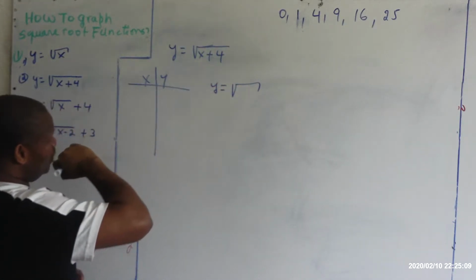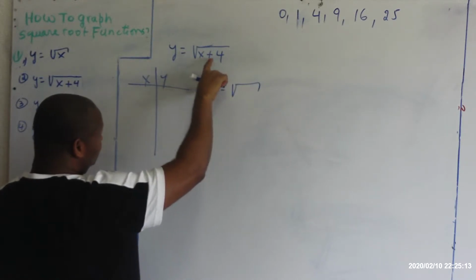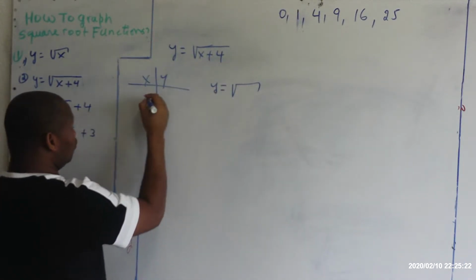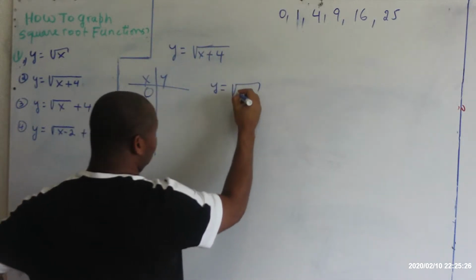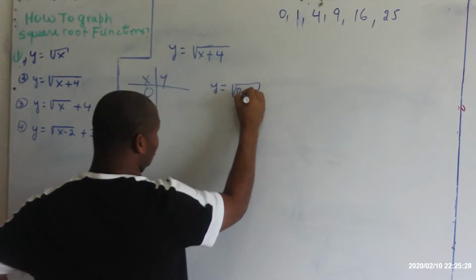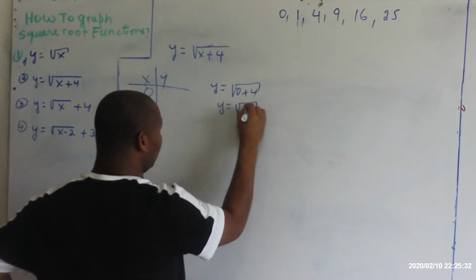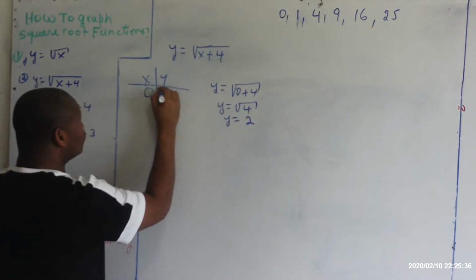Let's see what we can put here. We can put 0, because when we put 0 right here, 0 plus 4 will be 4, and the square root of 4 will be 2. So that's 2 right here.